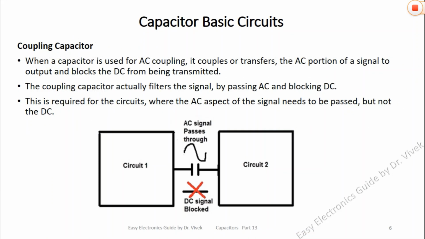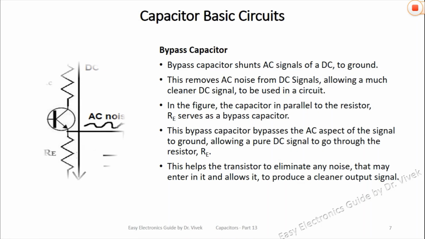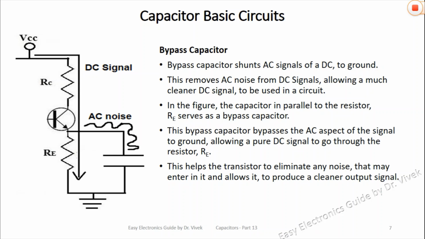When a capacitor is used for AC coupling, it transfers the AC portion of a signal to output and blocks the DC from being transmitted. The bypass capacitor shunts AC signals of a DC to ground. This removes AC noise from DC signals, allowing a much cleaner DC signal to be used in a circuit.